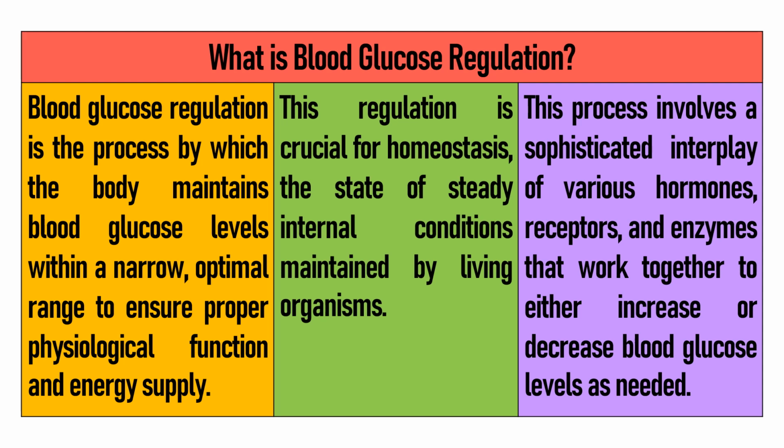This regulation is crucial for homeostasis, the state of steady internal conditions maintained by living organisms. This process involves a sophisticated interplay of various hormones, receptors, and enzymes that work together to either increase or decrease blood glucose levels as needed.